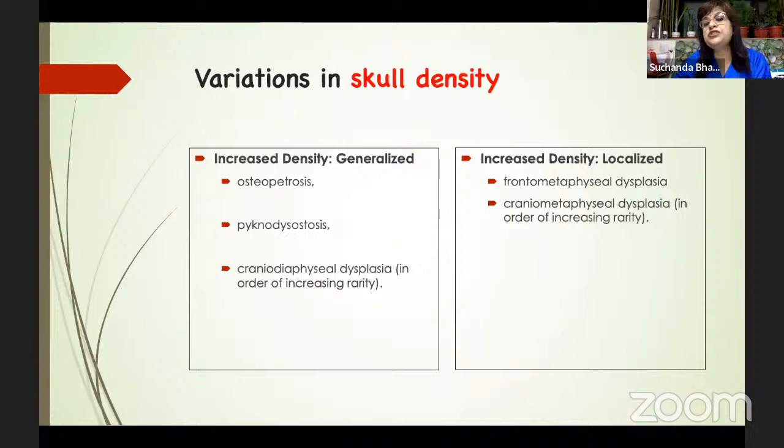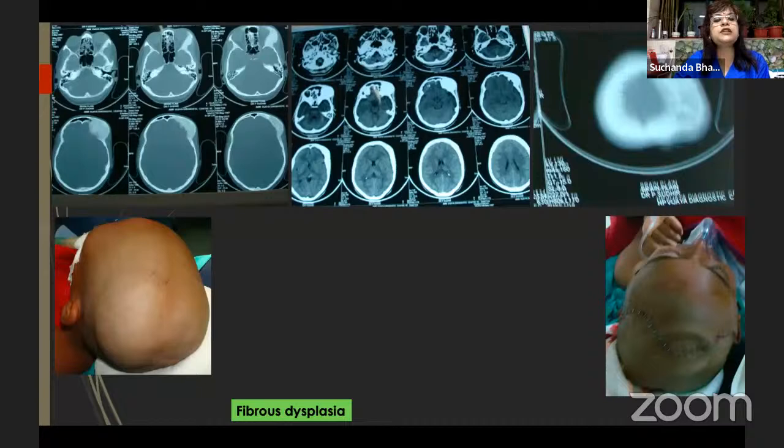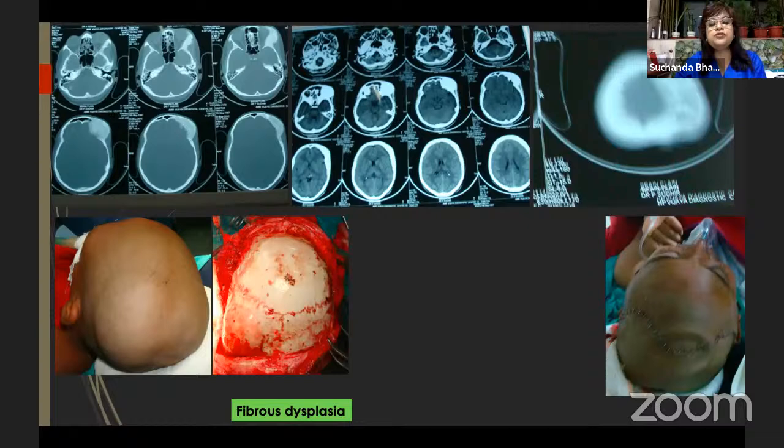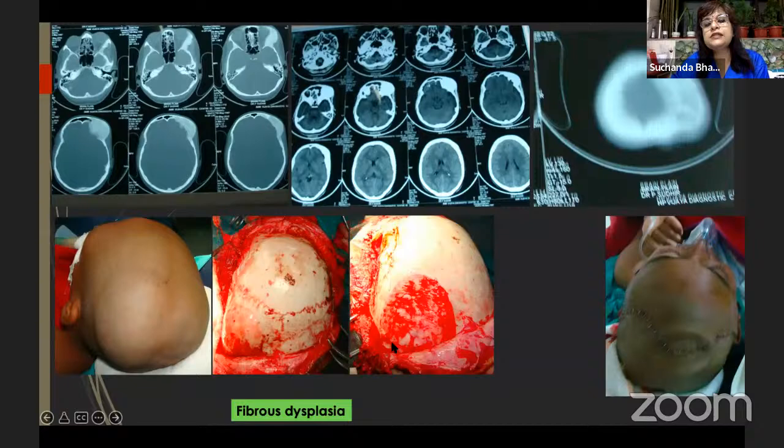So this is an example of a fibrous dysplasia case. Here you can see the frontal and the orbit. There is a huge bone growth. It's a localized growth. And this was the bump in the head with which the child came to us. What you need to do is just open it and shave off that part of the skull. You can see that the bone is slightly different from the normal bone. It depends on the location and it's not a very tough surgery. You just need to know how to use the drill properly.